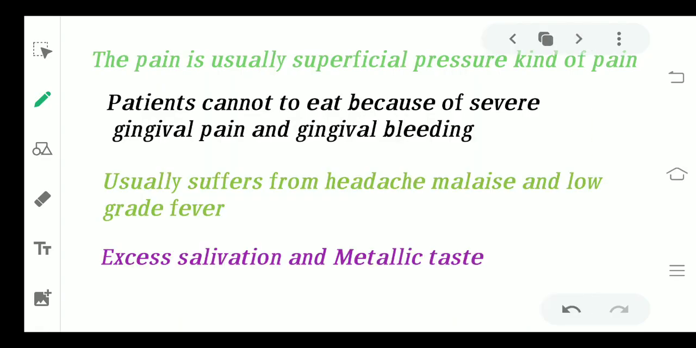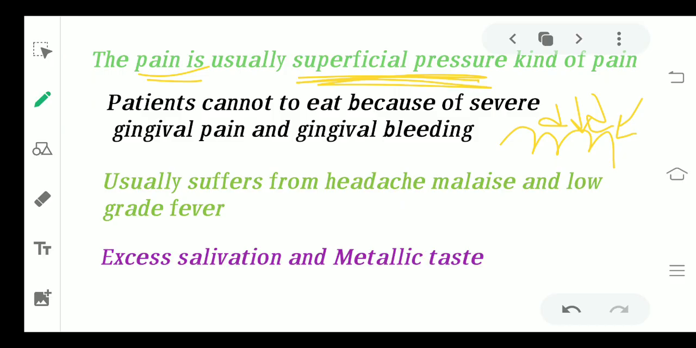Now coming to some other clinical features. As I told you, pain will be seen. With pain, the pain will be superficial pressure kind of pain. Superficial pressure is, for example, if this is your gingiva, the patient will feel that there is some kind of pressure from the environment which is being created on the gingiva. There will be a superficial pressure kind of pain.